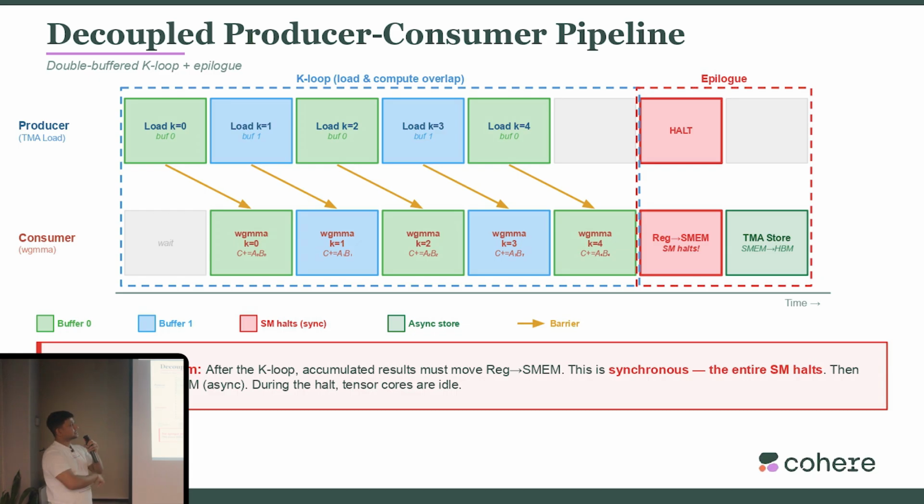In this case, I didn't tell the tile sizes. Hopper introduced warp group MMA, which goes up to 128 by 64 by 256. So MKN: M is 128, K is 64, and N is 256.